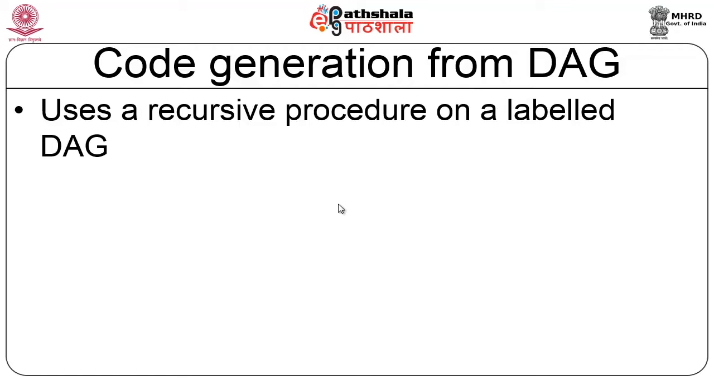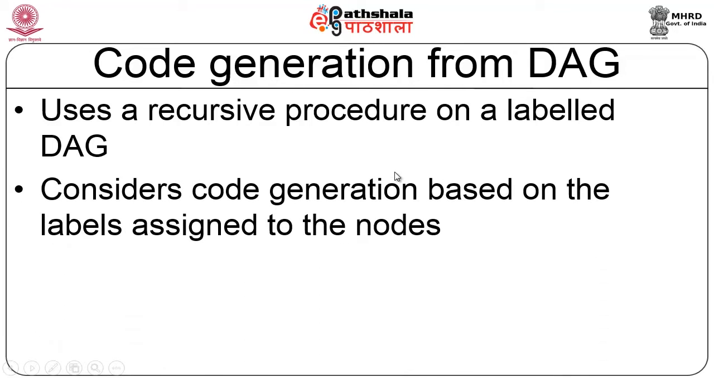In addition, we have also seen that if you reorder the code, it also avoids the spilling of registers, where we have to swap to and from the registers. So, that is also avoided if you try to reorder the statements of a particular basic block. Now, this algorithm uses a recursive procedure on a labeled DAG and it considers code generation based on the labels assigned to the nodes. So, this is the basis for branching and choosing the appropriate instruction.